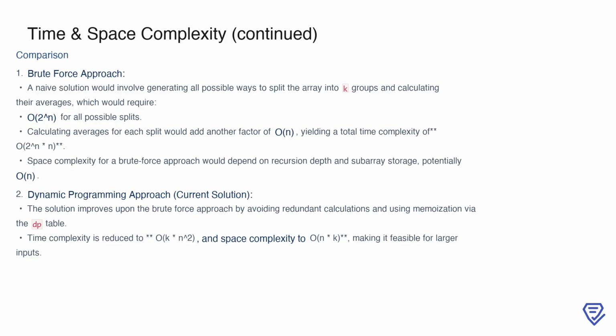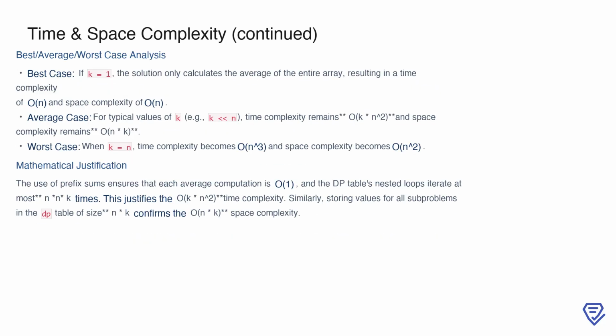On the other hand, the dynamic programming approach avoids redundant calculations by using memoization, significantly reducing the time complexity to O(k * n squared), and the space complexity to O(n * k). This optimization makes the problem tractable even for larger inputs, where the brute force method would be infeasible. The best, average, and worst-case scenarios for this algorithm can be understood based on the value of k. In the best case, where k equals 1, the solution only computes the average of the entire array, leading to a time complexity of O(n) and a space complexity of O(n).